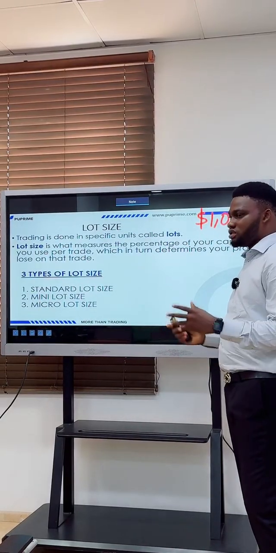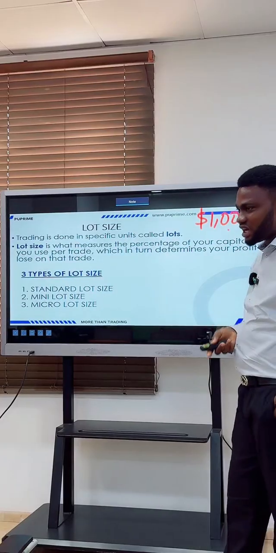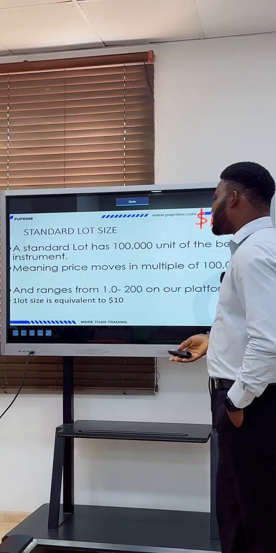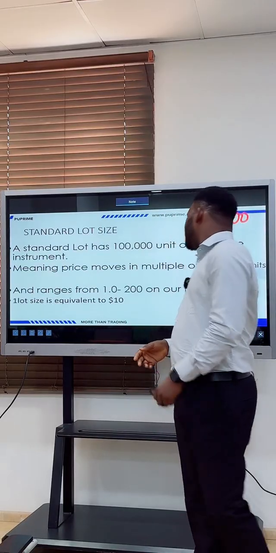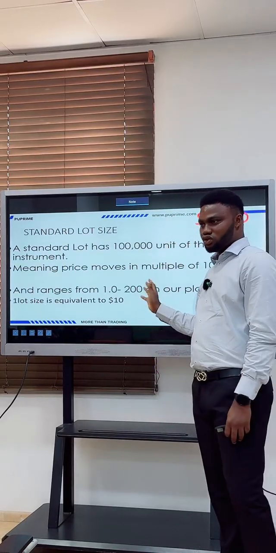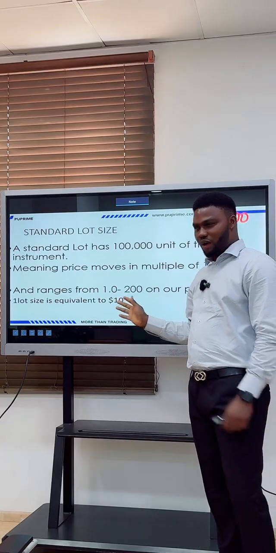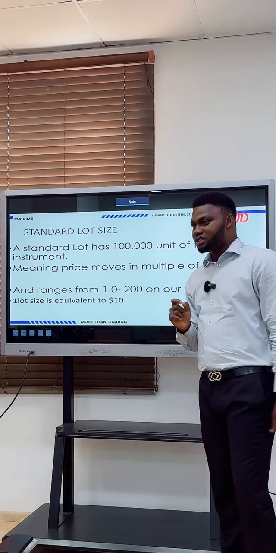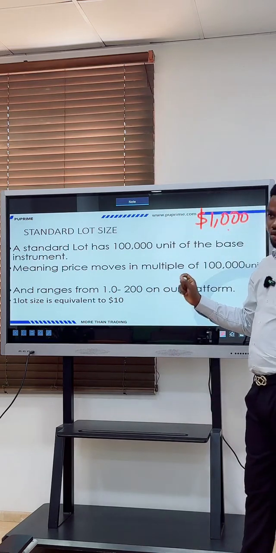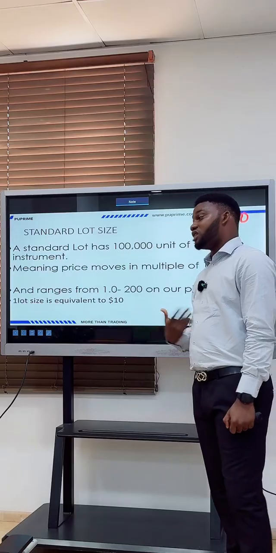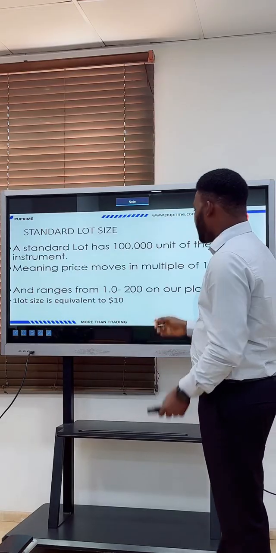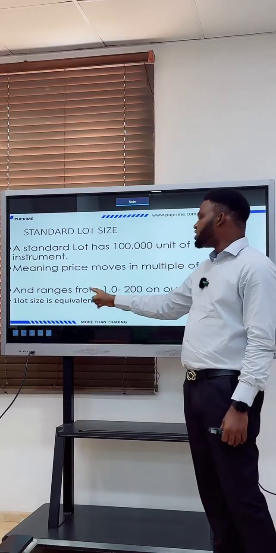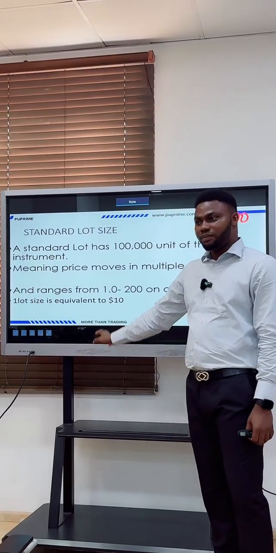Now we have three types of lot sizes. We have the standard lot size, the mini lot size, and the micro lot size. The standard lot size majorly starts from 1.0 to 200, at least on our own platform. What this means is that 1.0 is equivalent to $10.